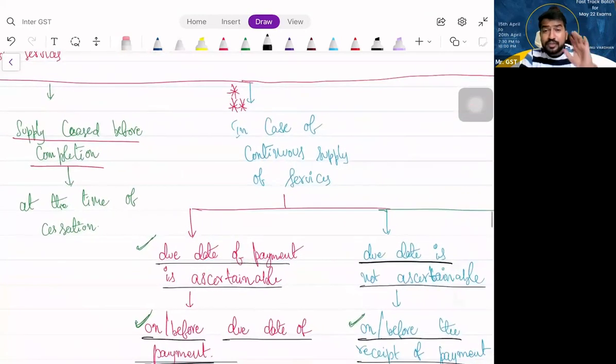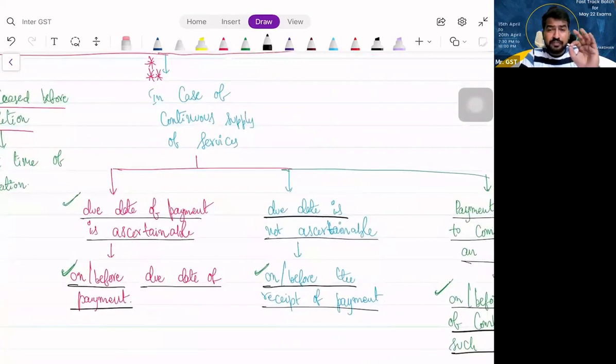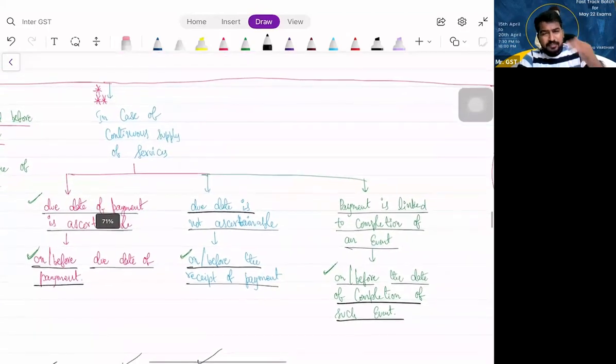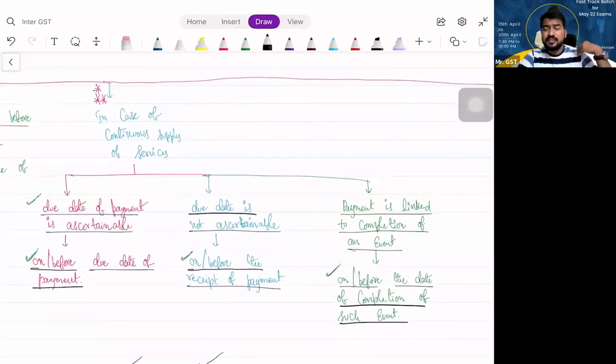Sir, if it is a continuous supply of service. Very, very important area. There were cases in the main exam where it was tested for 5 marks. Sometimes it was tested for 3 marks. That particular topic alone, time limit to raise invoice in case of continuous supply of services. Continuous supply of service means obviously a service which takes a period of at least 3 months to complete. So we'll not worry about the continuous supply of service definition. If it is a continuous supply of service, what is the time limit to raise invoice?